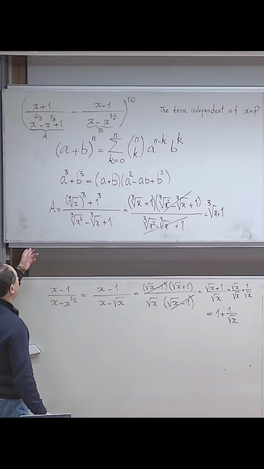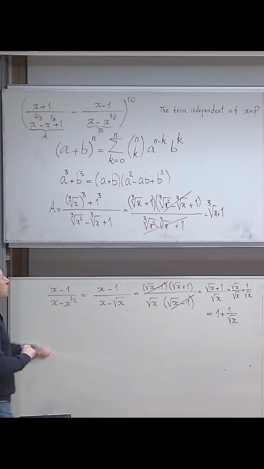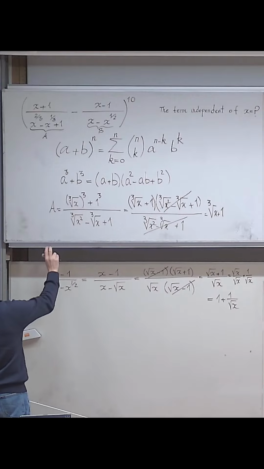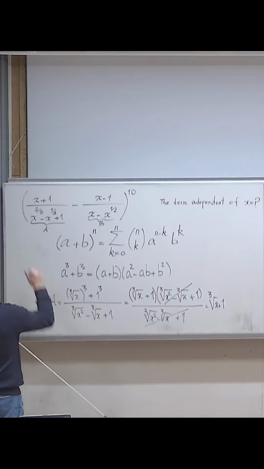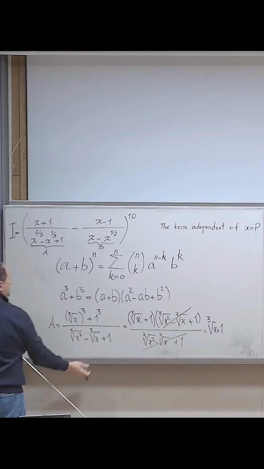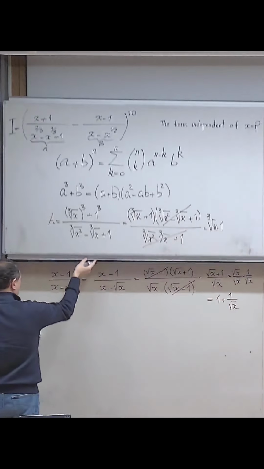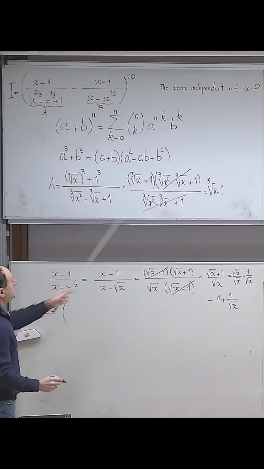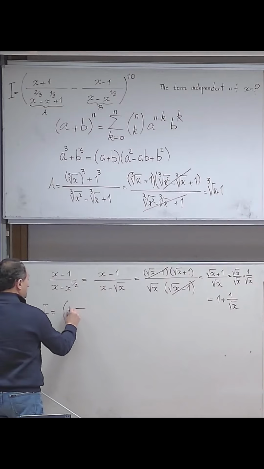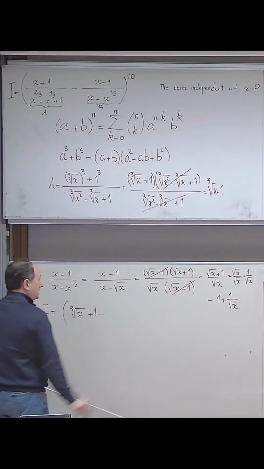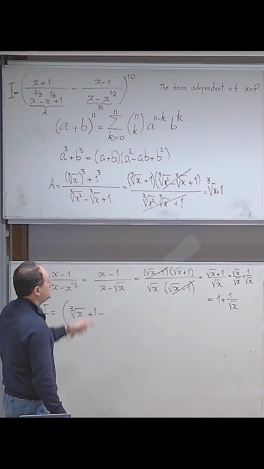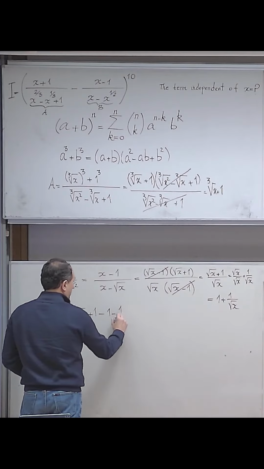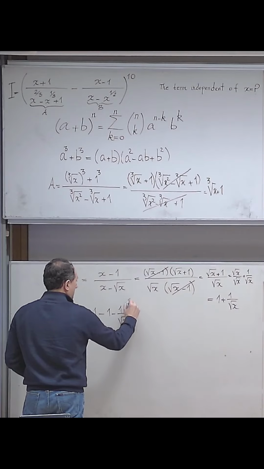Okay, so let me write the whole expression. If you don't mind, let me give it a name. Let me call this one I. This expression I can be written in this form. So I is equal to, instead of the first part, which is a, I put this expression, the third root of x plus 1 minus, instead of the second part b, I put this expression, but I have to be careful. The minus sign goes for the first one and for the second one. And then I have the power 10.